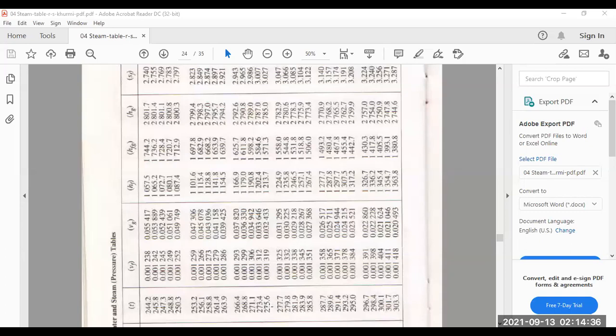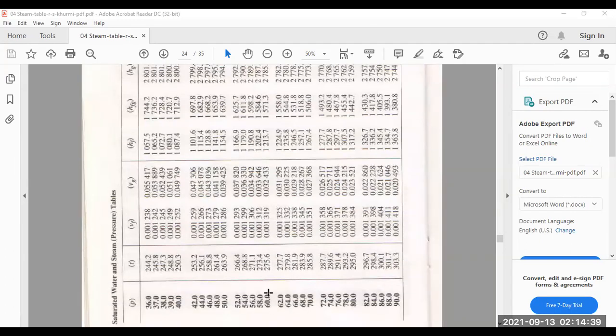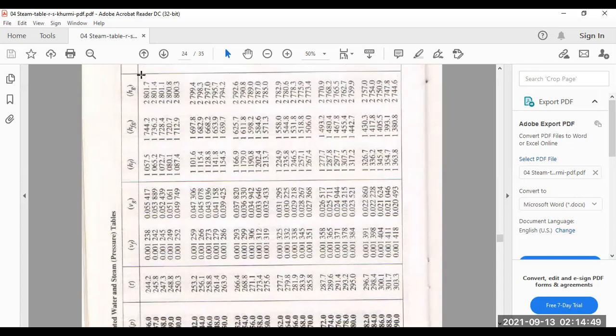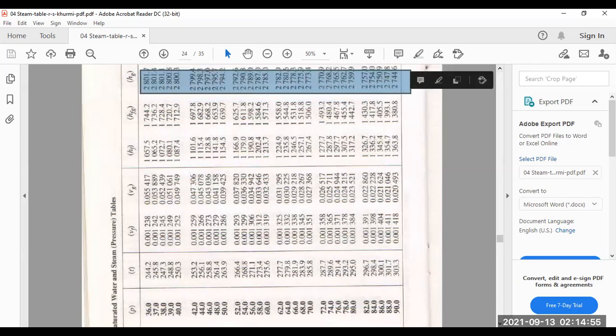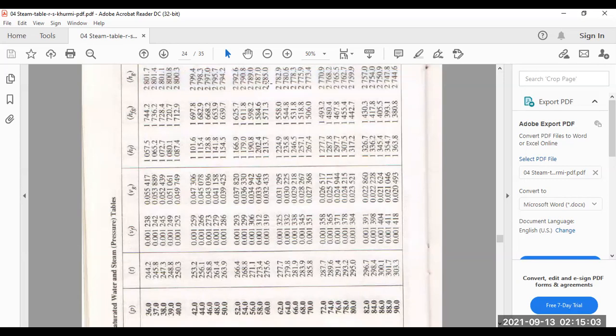Okay, so where is 60 bar? Here we can see we have 60 bar. For the 60 bar we will see what the corresponding value of Hg is. So here HF, HFG, and this column indicates Hg. Here we will see for 60 bar what the value of Hg is. You can see here for 60 bar the value of Hg is 2785.